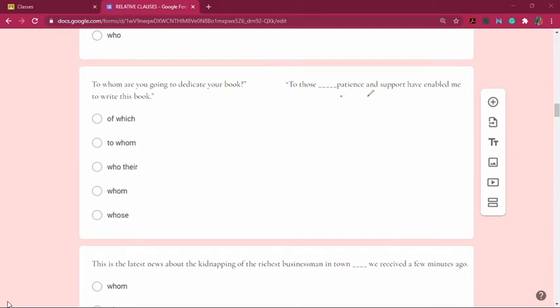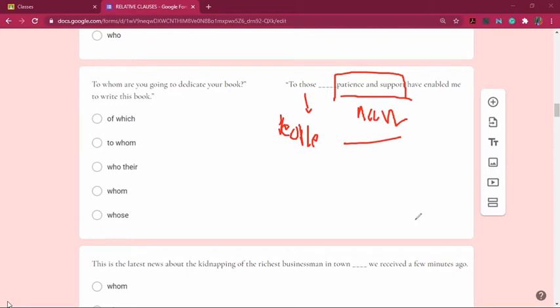Look at this, patience and support. Those here, it must be people, right? Not a thing, but people. And then we have patience and support here. They are nouns. Patience is a noun. Support is also a noun. And those must refer to people. So the choice, when you have people, is whose. To those whose patience and support.